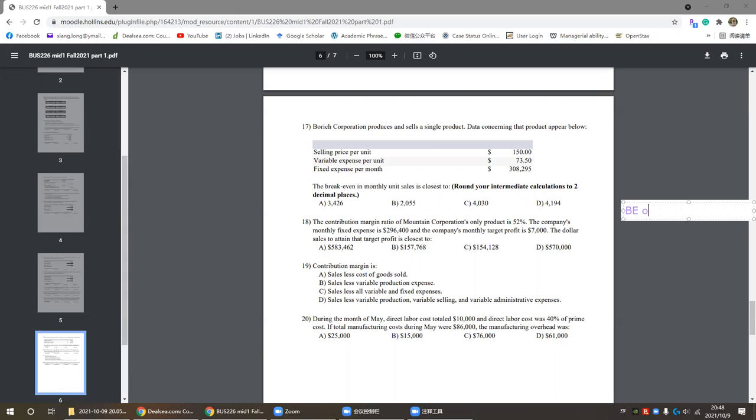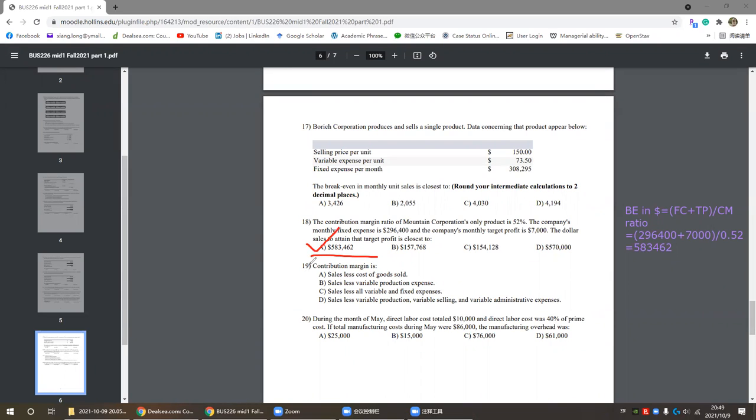Okay, so our break even in dollars will be equal to our fixed cost plus our target profit divided by our contribution margin ratio. So what we have is our fixed cost is equal to 296,400 plus our target 7,000, and divide by 0.52. So how we got the answer will be equal to 583,492. Okay, so the answer will be A.